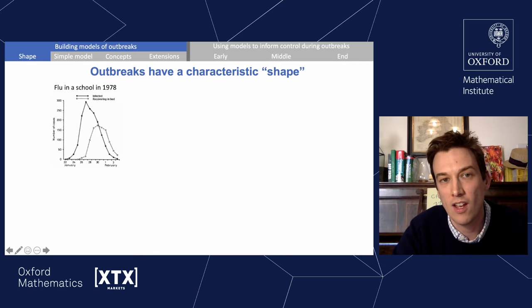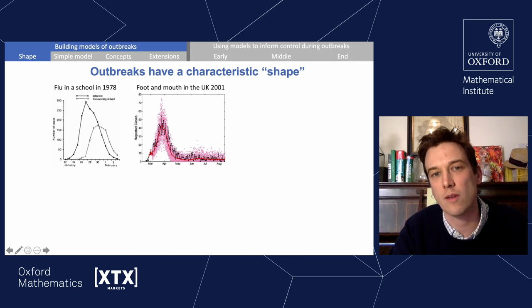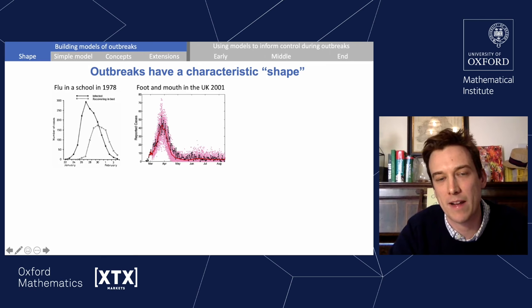This kind of shape is characteristic of lots and lots of single wave outbreaks. Here's another example. This is the foot and mouth disease outbreak in the UK in 2001. The data here is slightly different, so it's not individual cases of disease, but rather the number of infected farms. But broadly, you see the same kind of shape. The virus enters the population, it takes off, it goes up to a high level in which there are lots of farms that are infected. But then it peaks and comes back down again, back down to near zero. So again, the graphs have the same kind of rough shape.